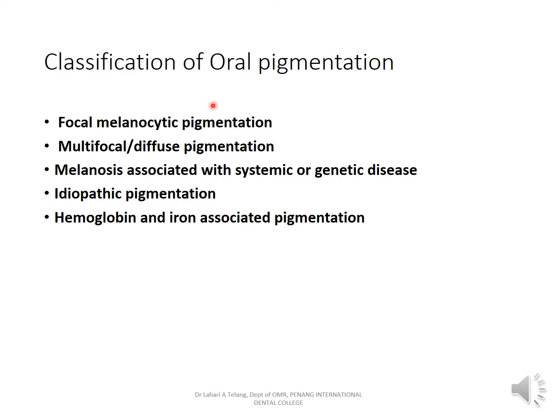Oral pigments are classified as focal melanocytic pigmentation, multifocal or diffuse pigmentation, melanosis associated with systemic or genetic diseases, idiopathic pigmentation, and hemoglobin and iron associated pigmentation. So the first three are most commonly associated with melanin as a pigment.